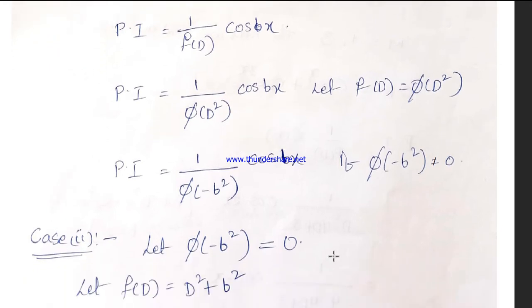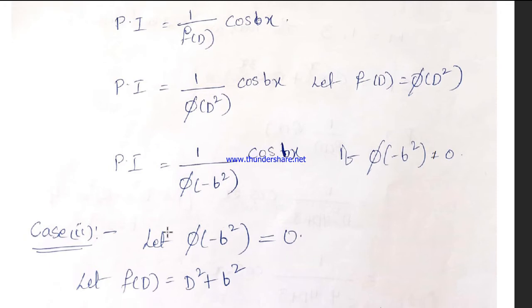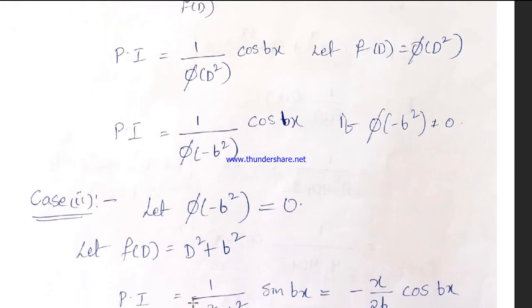So second case is, let phi of minus b square be equal to 0. In this case our f of D is in the form of D square plus b square, and if you substitute D square equal to minus b square, directly we get f of D equal to 0. In this case we have direct formulas to write the particular integral: the particular integral equal to 1 by D square plus b square sin bx. If it is a sin, then you can write minus x by 2b cos bx. So this is the formula for finding the particular integral if phi of minus b square is equal to 0.